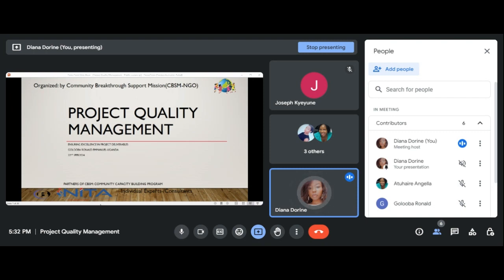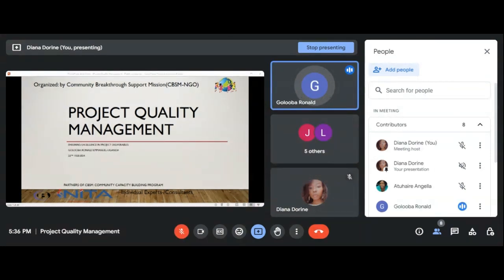So, I guess we'll start the session at 5:35. Maybe just 2 minutes for a few more people to join. Then we start the session. Hope we can start. Hello, everyone, and good evening. We'll be looking at project quality management. But just before we start, while we are waiting for other members to join, probably you can look at the agenda items today. Diana, can you move to the next slide?